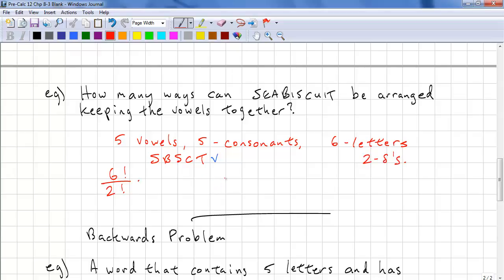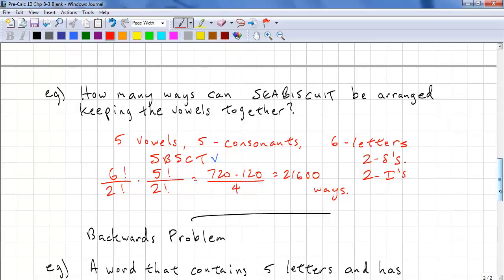Now, using the fundamental counting principle, we need to arrange the vowels. There's 5 factorial ways to do that. But we have 2 I's. So we need to divide this by 2 factorial. So we have 720 times 120, and we're dividing by 4, 2 times 2. And this is 21600 ways.